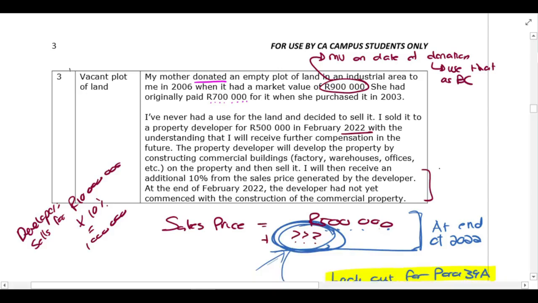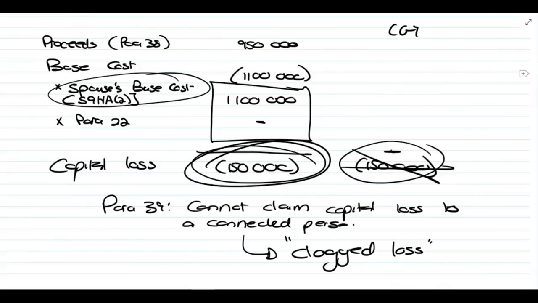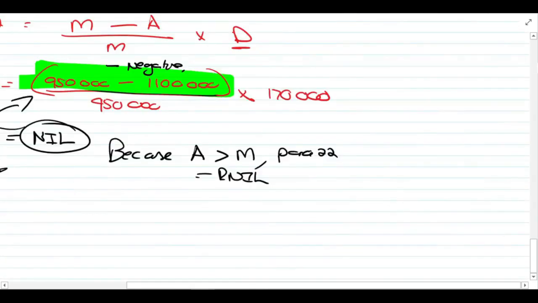Okay, then we have this number 3, the vacant plot of land. So you received a donation from your mother in 2006 when the land had a market value of 900,000 rands. You then sell it for 500,000 rands to a developer with the understanding that in future when the developer makes money, you'll get an extra 10%. Okay, so let's see how we would do the calculation.